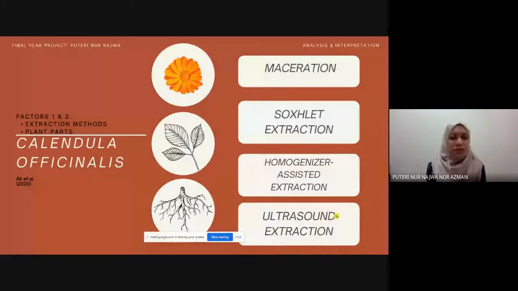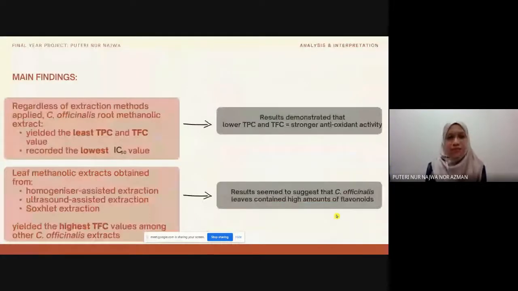In this review, Calendula officinalis is the only one that was extracted from 3 different plant parts using 4 different techniques. Some of the main findings are, number 1, regardless of extraction methods applied, the C. officinalis root methanolic extract yielded the least TPC and TFC value and recorded the lowest IC50 value, which makes them stronger antioxidant activity, which did not correlate to most of the findings in this review.